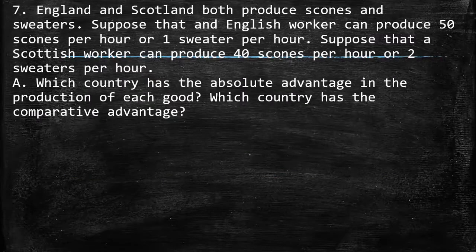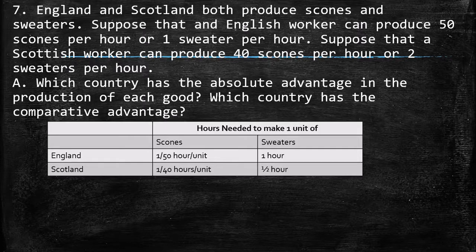So first question, the seventh question says, England and Scotland both produce scones and sweaters. Suppose that an English worker can produce 50 scones per hour or 1 sweater per hour. Suppose that a Scottish worker can produce 40 scones per hour or 2 sweaters per hour. A. Which country has the absolute advantage in the production of each good? Which country has the comparative advantage?